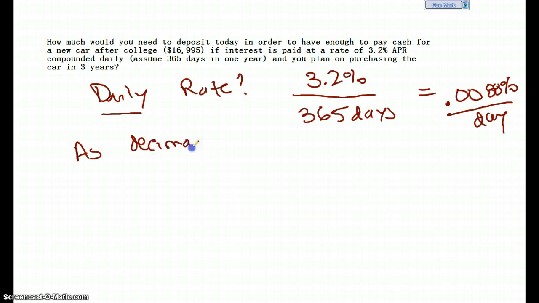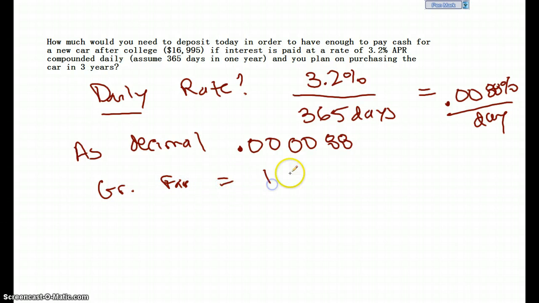Now, as a decimal, what does that come out to? Well, percent means over 100, so 0.0088 over 100 will give us 2 extra zeros if you take 0.0088 and divide by 100. So that means our growth factor will be 1.000088. That's the factor that we'll multiply by.